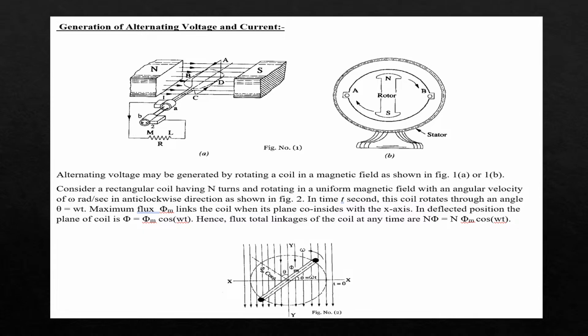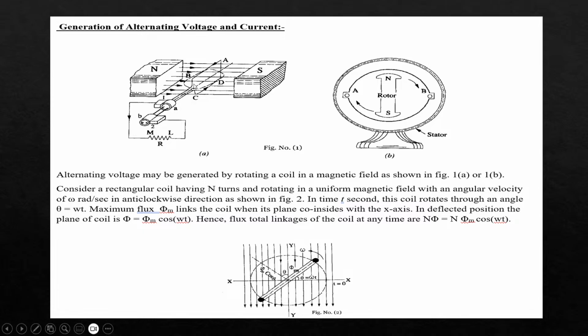So firstly we have Unit 2 AC fundamentals, generation of alternating voltage and current. Now, alternating voltage may be generated by a rotating coil in a magnetic field as shown in figure A or figure B. As you can see here in figure A, there's not an inductor, there's a resistor. This is M, this is L, just showing like indexes. Does not matter. This is a resistor.